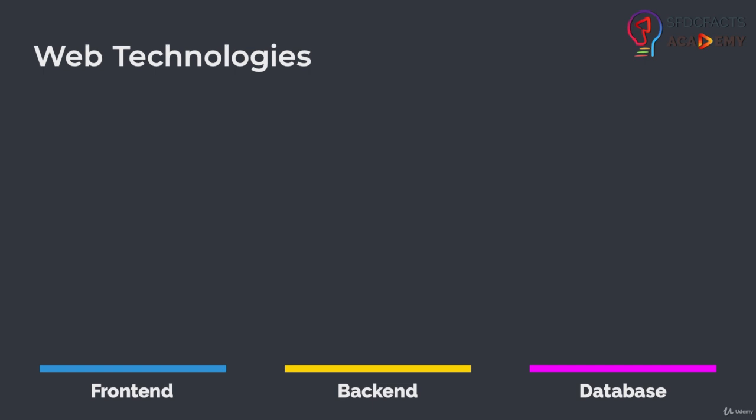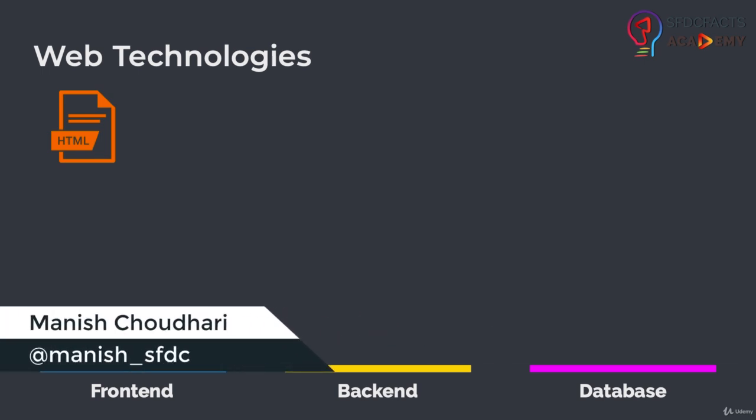Let's talk about the web technologies that are used to develop each of these web application layers. For front end, we use HTML. The HTML is used to create the UI markup. That means HTML markup decides how your UI should look, which button should go where, which section should go where, where you need to display your navigation bar, where you need to put your images, and all these things are decided by the HTML.